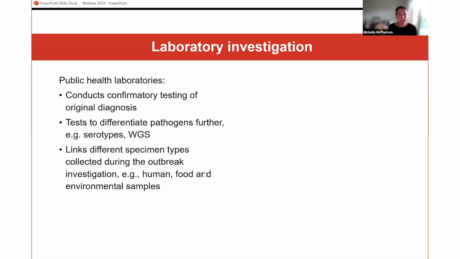Okay, the third investigation that we do during an outbreak is our laboratory investigation. And this is typically done at public health laboratories, and they have two roles. They do confirmatory testing of diagnosis, and then they also test all of the samples collected during the outbreak investigation and try to link the human specimens, the food specimens, and the environmental samples to the one source.